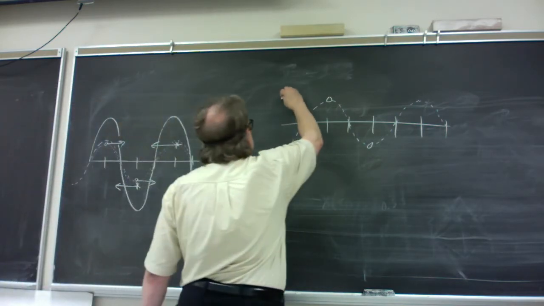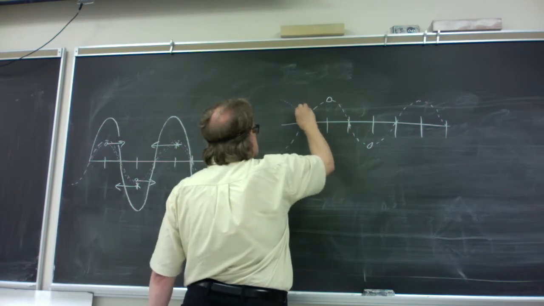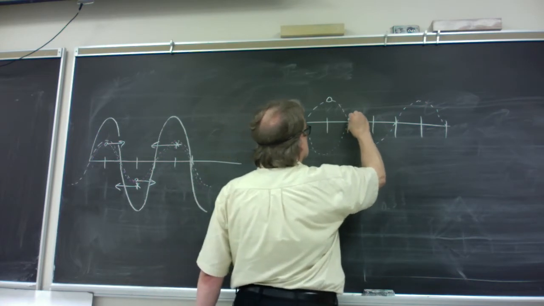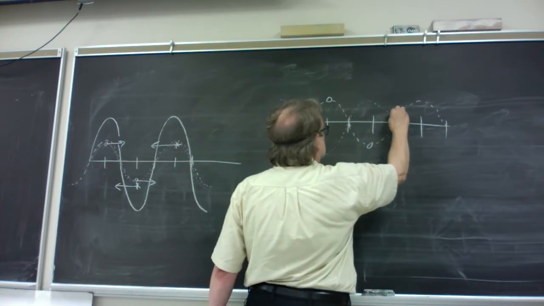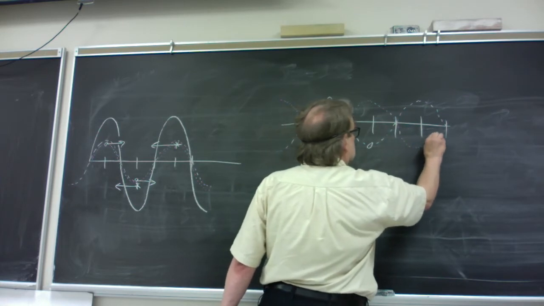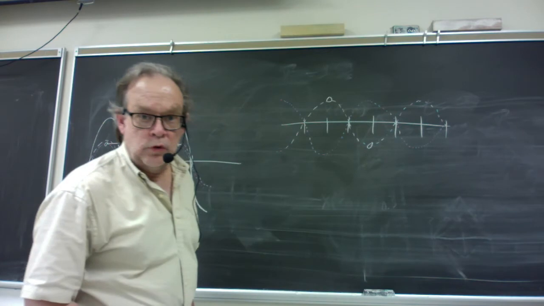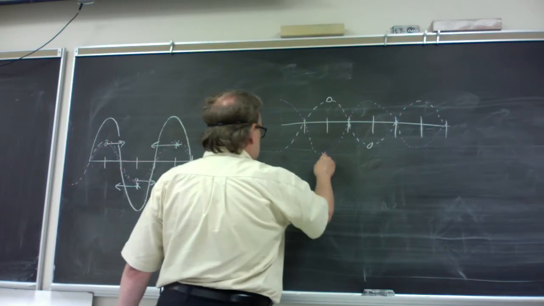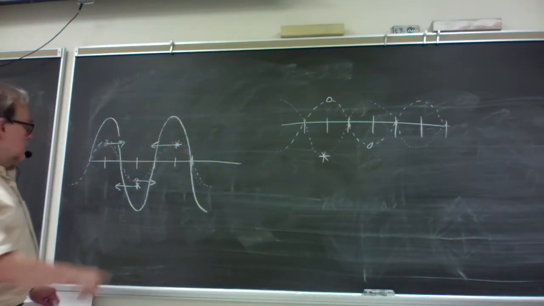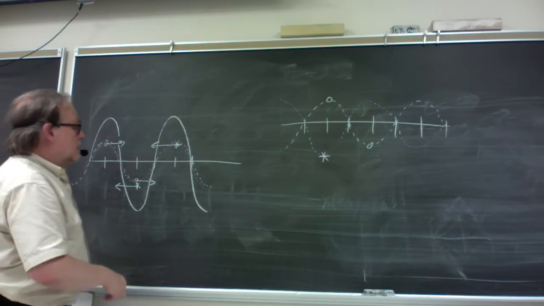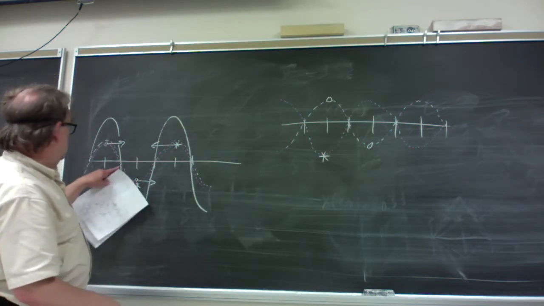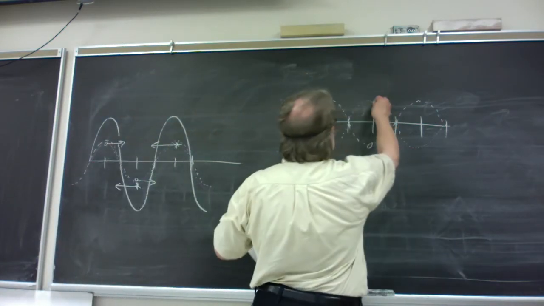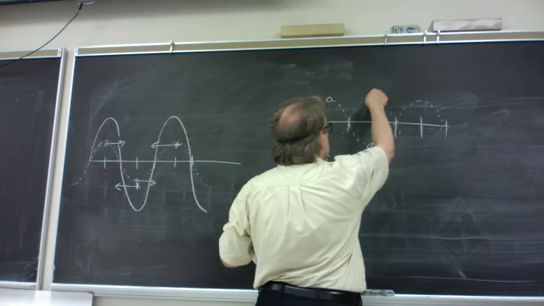So the other wave will now look like that, where that's the valley that's moved from here to here, and then this is the peak that's moved from here to here.